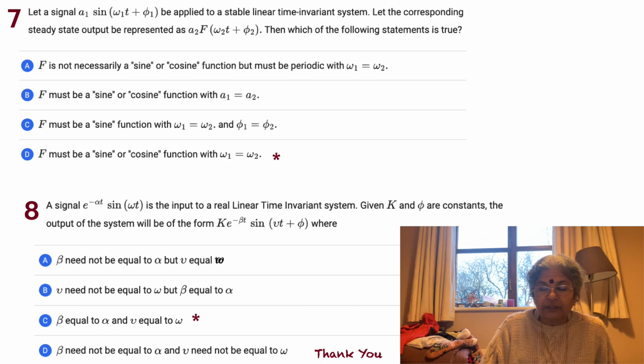A phi can emerge because the transfer function block is working on the input, where beta need not be equal to alpha. No, it has to be equal, so we'll reject that. V need not be equal to omega. No, we'll reject that. Beta equal to alpha and V equal to omega. Okay, we need look no further. That's going to be the correct answer. So the fourth option, that is D option, is also going to be a conglomerate.